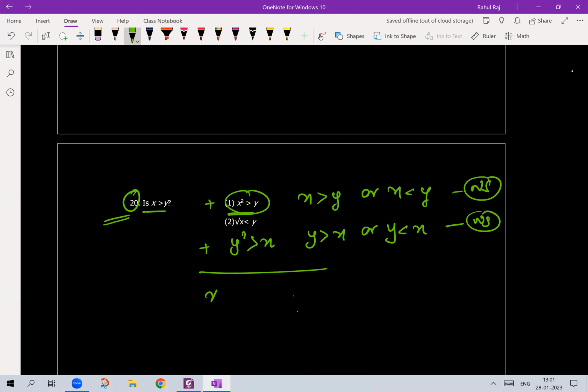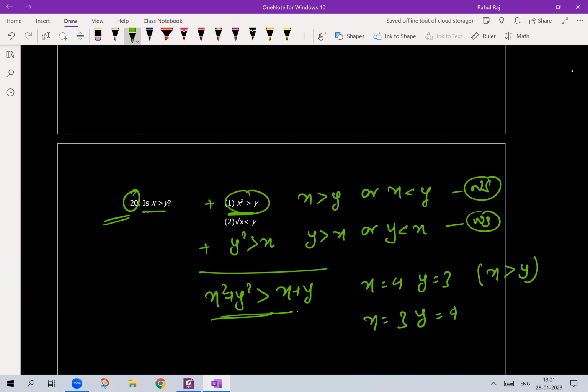I'll simply add them. X square plus Y square is greater than X plus Y. Now imagine I take X equal to 4, Y equal to 3. 4 square plus 3 square is greater than 4 plus 3, that is X is greater than Y. But imagine X is equal to 3 and Y is equal to 4. Again, can I say 3 square plus 4 square is greater than 3 plus 4? X is less than Y, but this suffices. So E is the answer to this. We have done this in the first class, when I was teaching that even powers are not predictable.